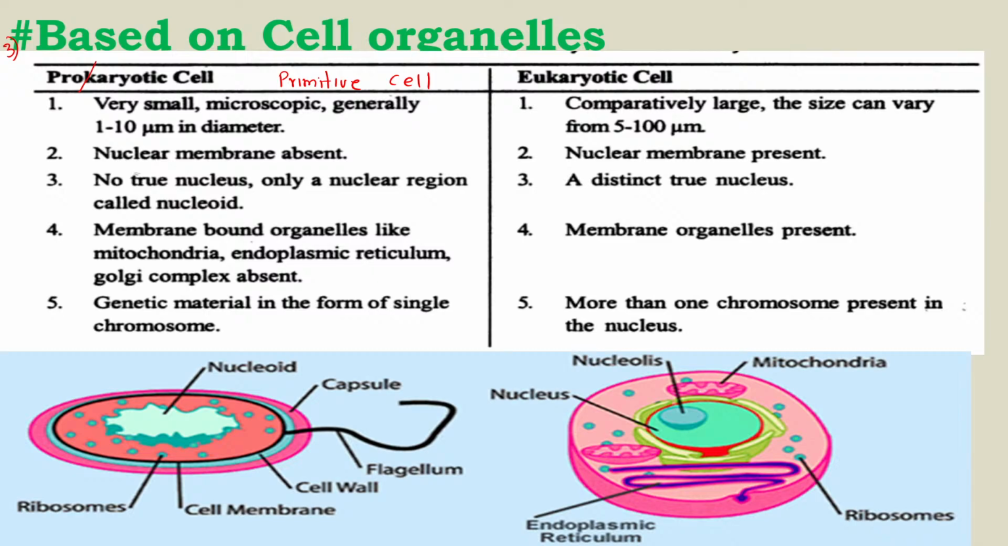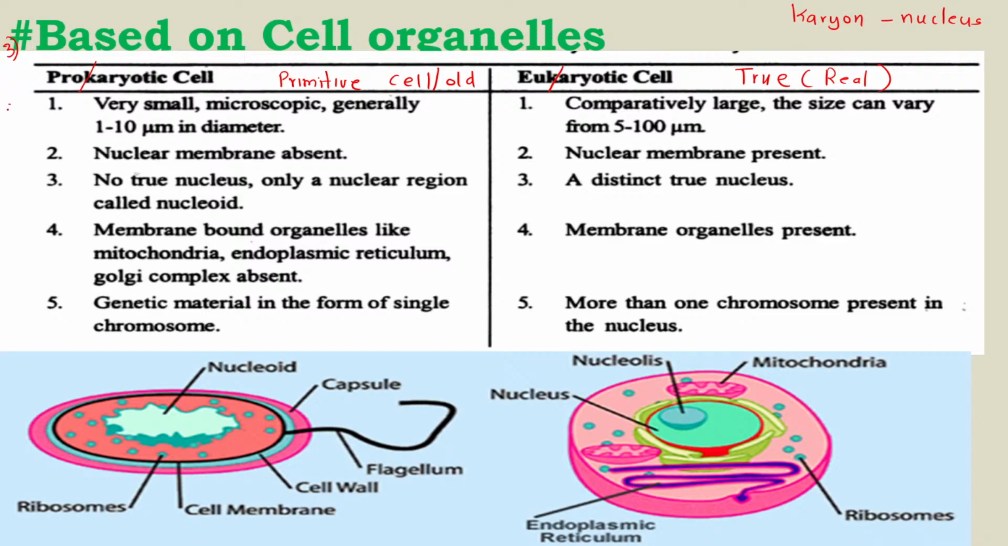So let us understand each of these. The word eu means true. Now the word karyon means nucleus. So the cell which has the primitive or old nucleus is called a prokaryotic cell. The cell which has the true nucleus, the real nucleus, is termed as a eukaryotic cell.